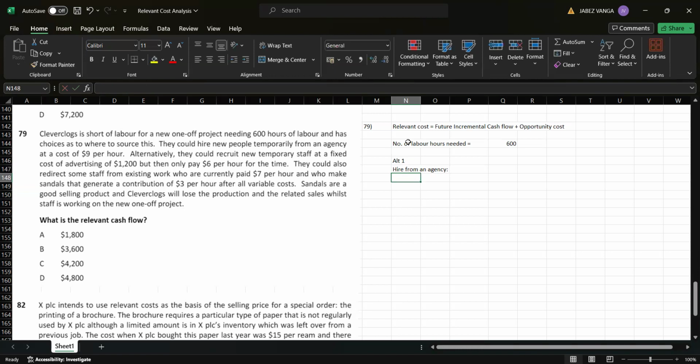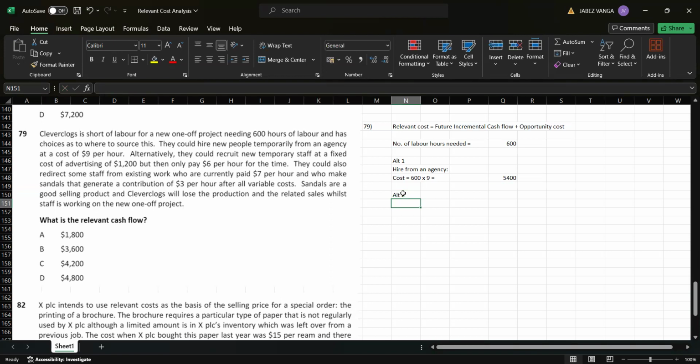Okay. So what's the cost? Cost of hiring from the agency. We see that it is equal to, they could hire new people temporarily from an agency at a cost of $9 per hour. How many hours is the requirement? 600 hours into $9, which is equal to 5,400. Let's now write what is alternative 2.